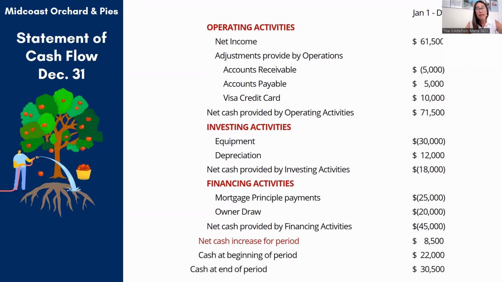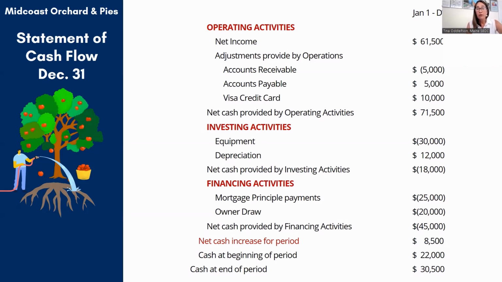The flip side is that we recorded an expense when we went into our hardware store, and we have $5,000 in expenses that's reflected in that $61,500, but we actually haven't paid the bill yet. The money's still in the bank. We're going to add it back in.